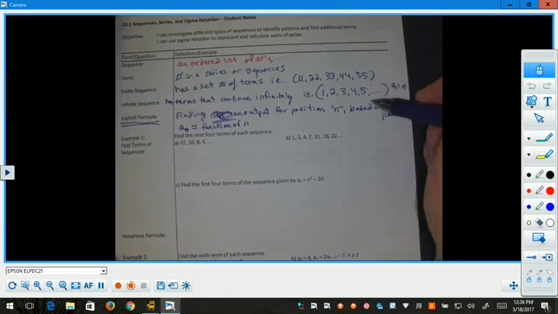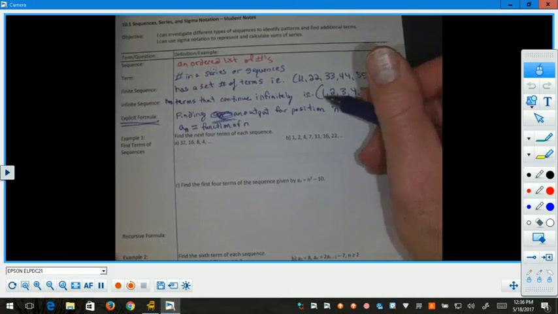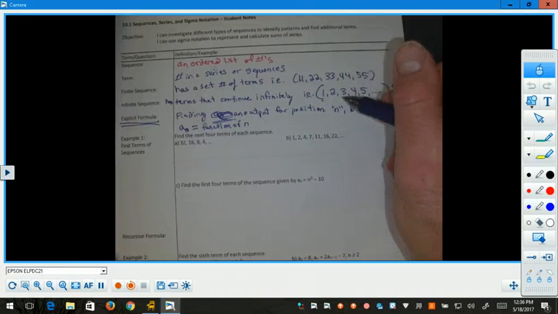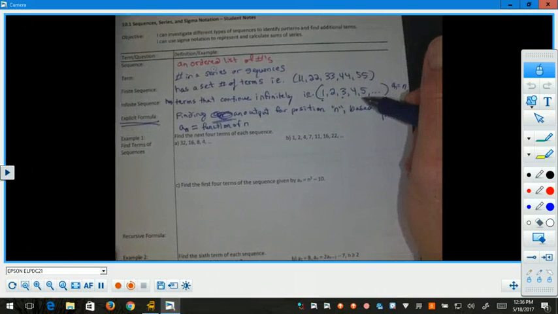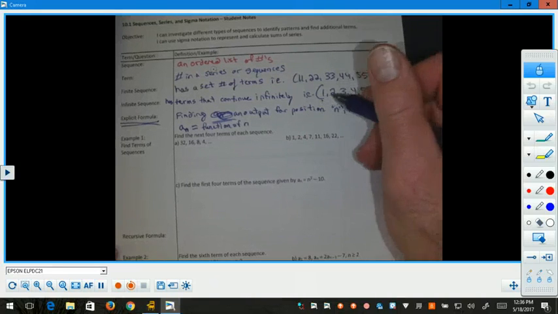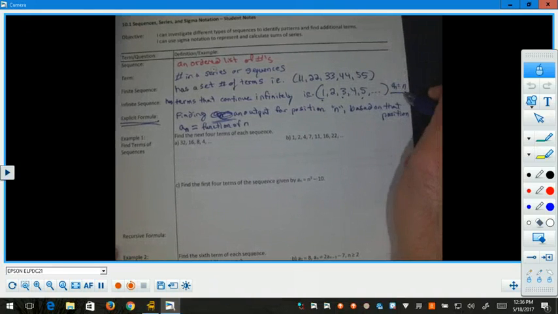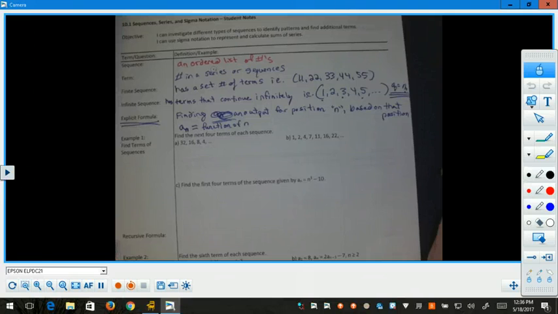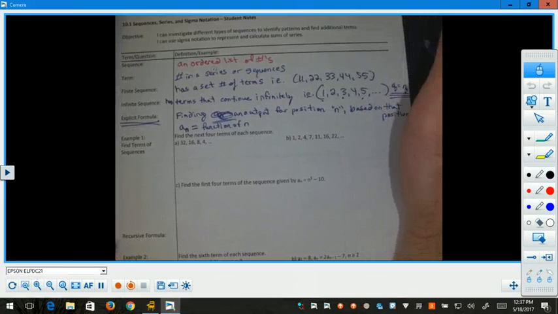So if I asked you to tell me what the 100th term is, well, the first term is 1, the third term is 3, the fifth term is 5. The 100th term would be 100. Now, I don't need this pattern to see it if I was already told this rule. Whatever position I want, I just put it right there. That's my output for that position.